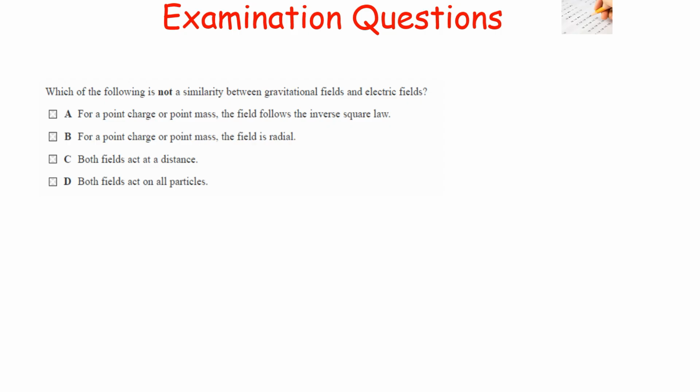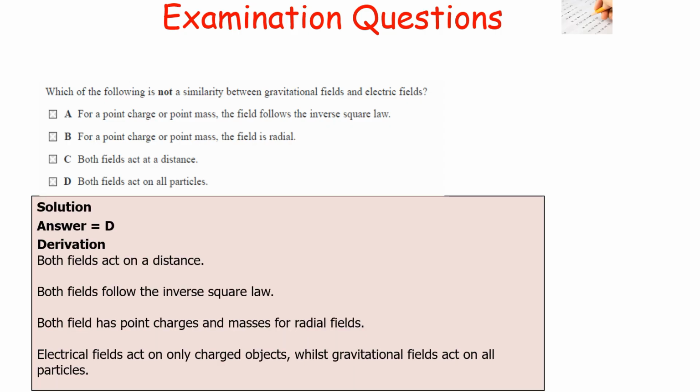Right, in this one again it's just a fact. The answer here is D, because both fields act over a distance, so they follow the inverse square law. Now both fields have point charges and point masses for radial fields. That's just an assumption that we make in physics. And electrical fields act only on charged particles, while gravitational fields act on all massive particles. So therefore the answer, which is not a similarity, is D.